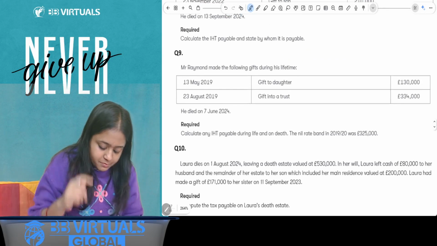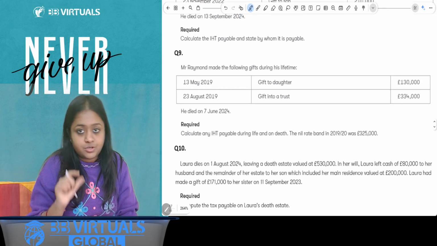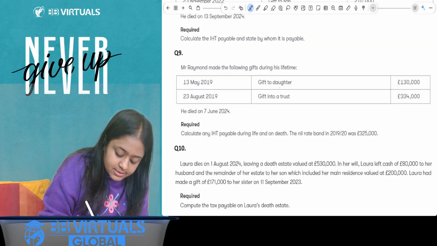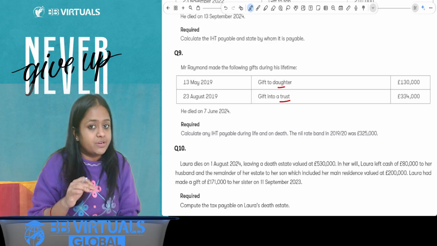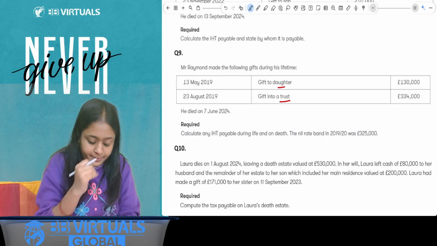I am doing question number 9. It looks like a small question. It's a very good question. There is a PET transfer as well as CLT transfer. So I think both concepts will be clear.